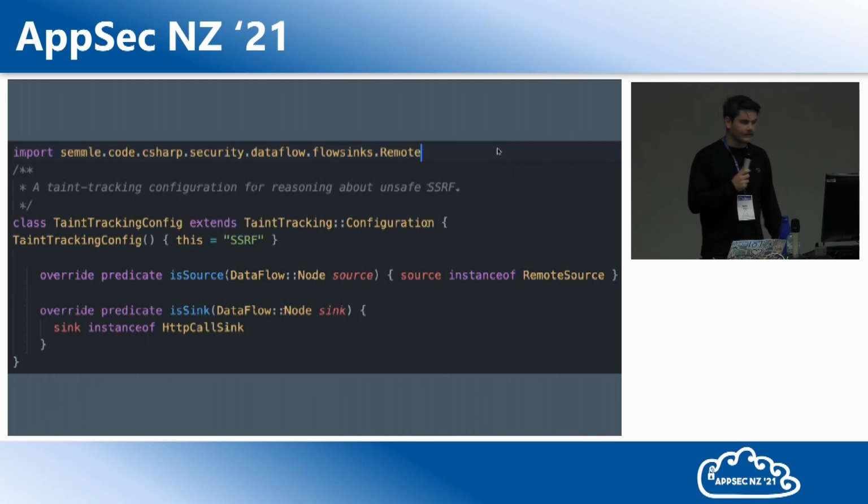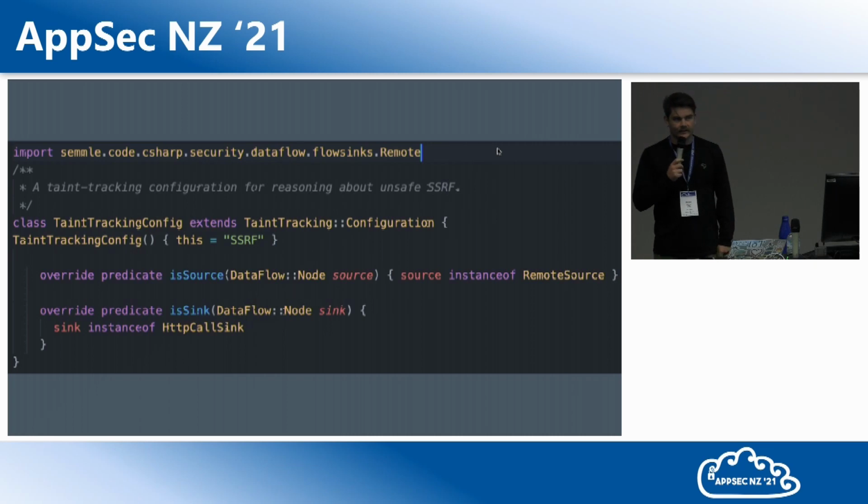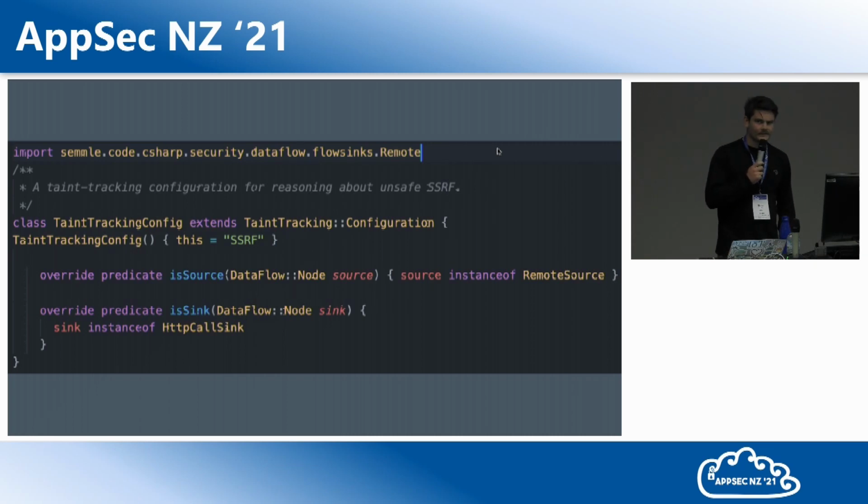You write a bit of config, you specify, okay, I want a remote source and I want the sink to be my HTTP call, and we can start running it on projects. Bit of a caveat, CodeQL, the license for it, it's only free to run on open source projects, so don't go playing around with it on any closed source projects or you might get into trouble.